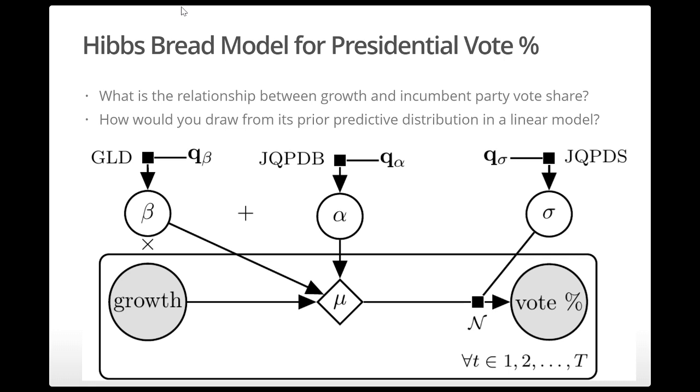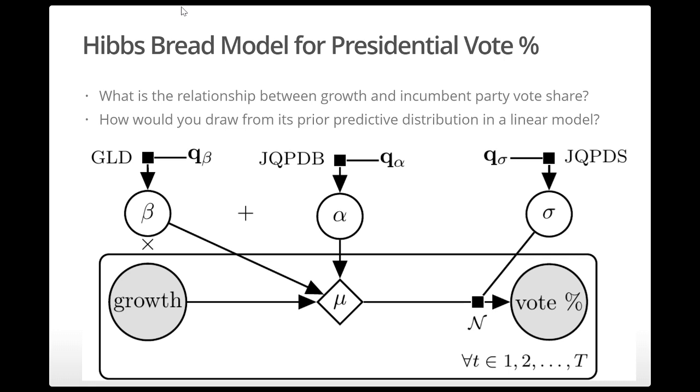The arrow means a functional relationship, in this case linear relationship. So mu here is the expectation of the vote. It is in a diamond shape because it's deterministic given the things that point into it. So the growth rate, beta the slope, and alpha the intercept. So in this case, beta multiplies by growth, and then you add the intercept onto that. Not everybody puts the exact functional relationships.